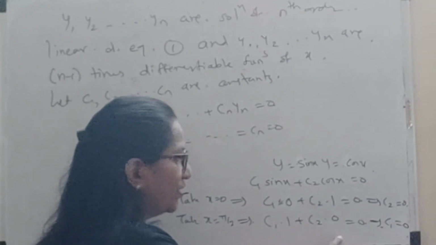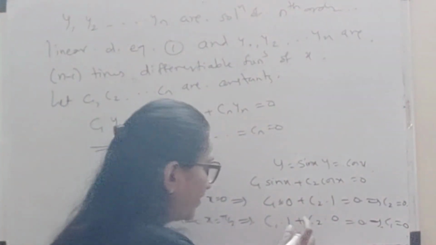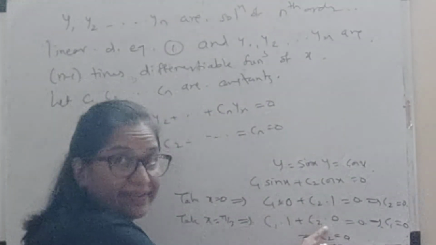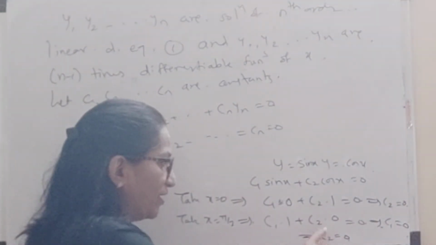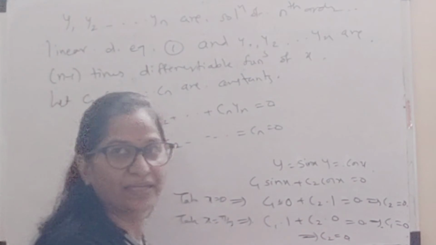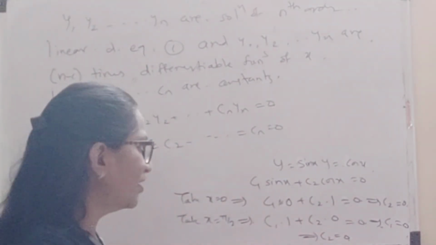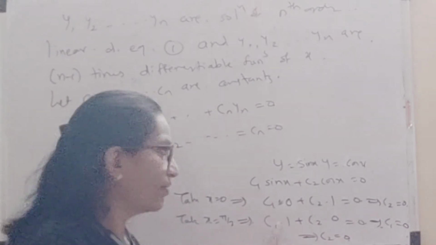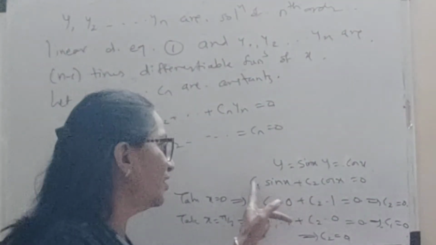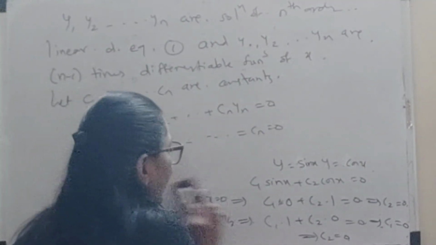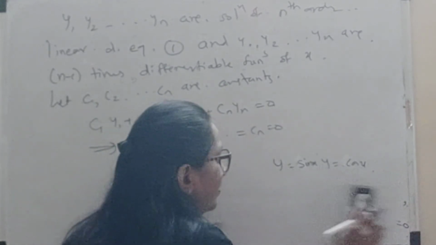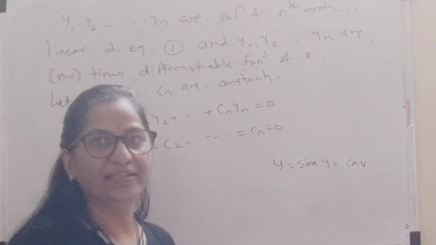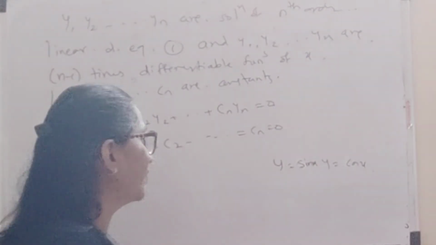Put c1 equal to 0 over here. So that obviously gives us c2 equal to 0, not for a particular x, but for any x. So thus c1 and c2 should both be 0 for this solution. Therefore sin x and cos x are linearly independent solutions.